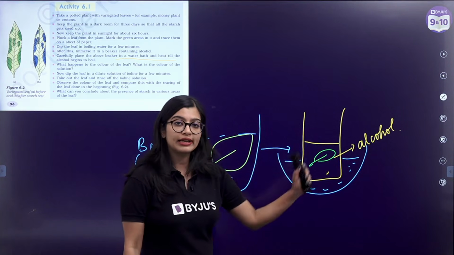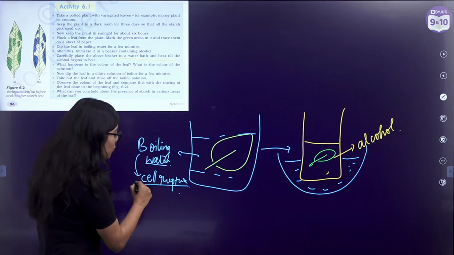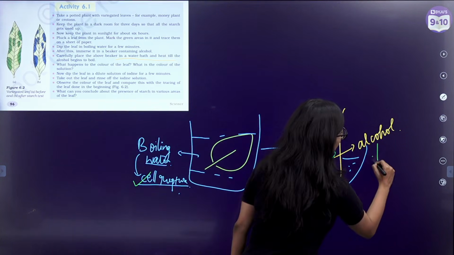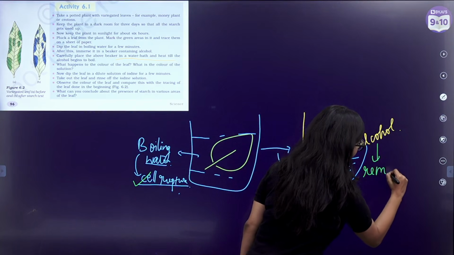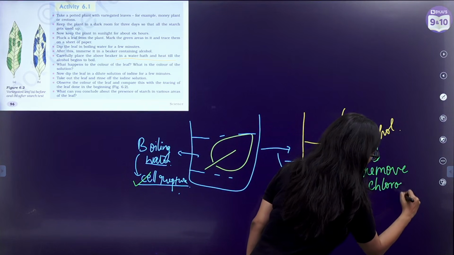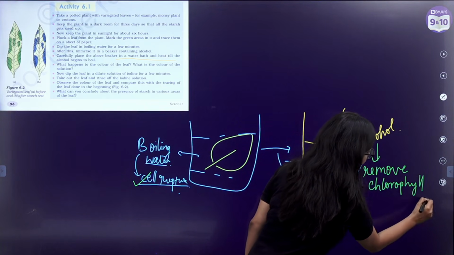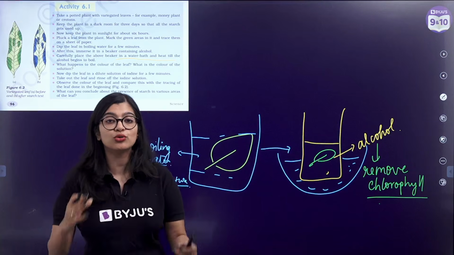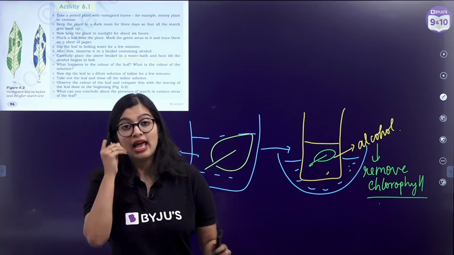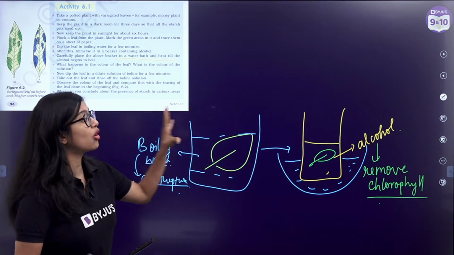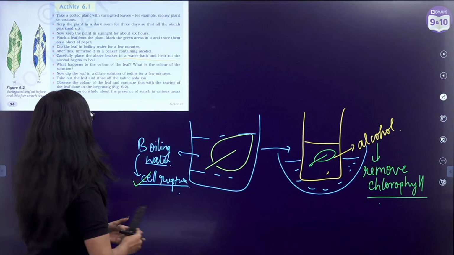Now why are we boiling it in alcohol? We boiled it in water to rupture the cell. Now we boil it in alcohol to remove the chlorophyll. So this step right here is to remove the chlorophyll that is present there, so that no more photosynthesis takes place, right? We want to do a proper test to make sure, and we test for starch that is there, right? So we are ensuring that we remove all the chlorophyll.